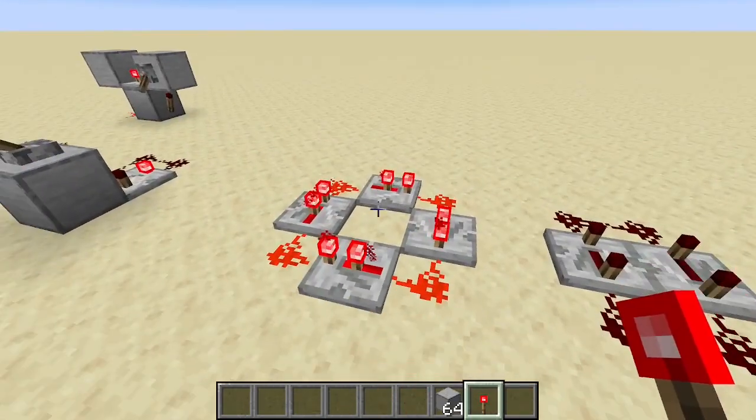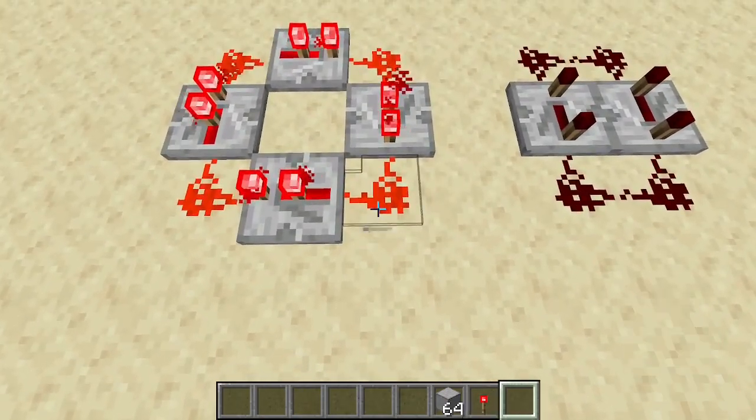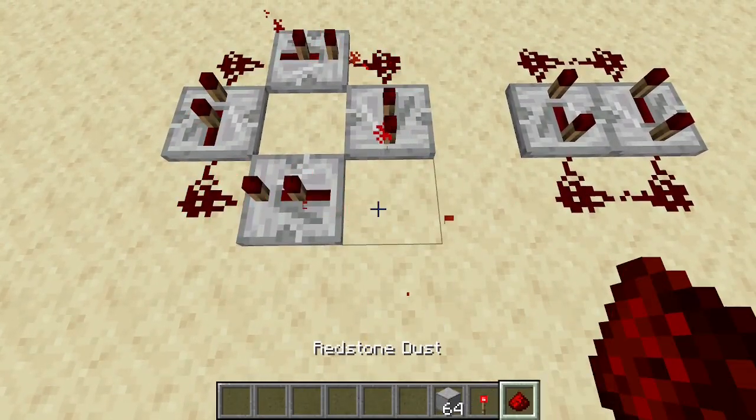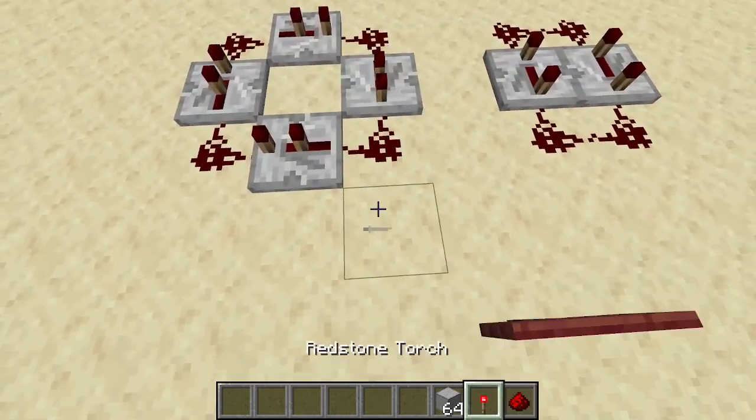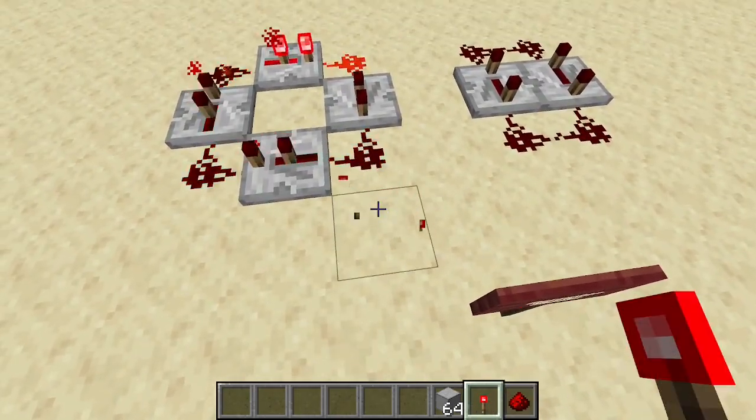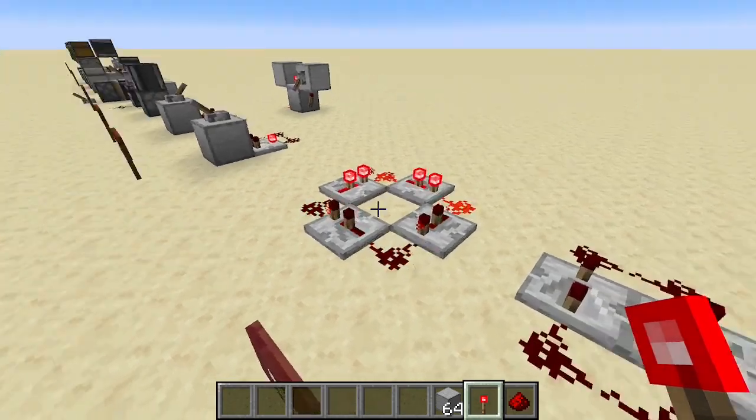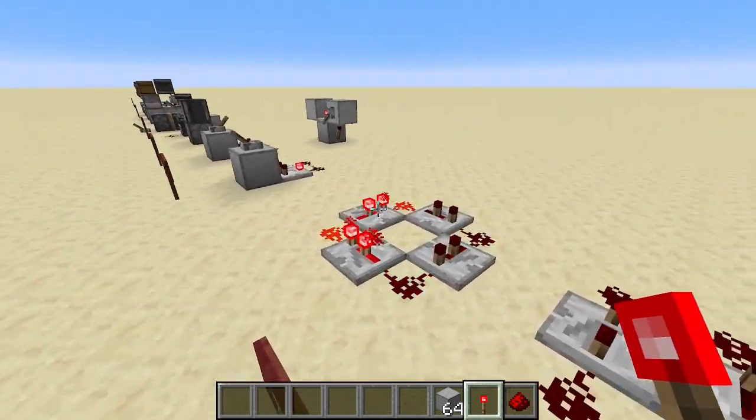use an outside source. And if you don't do it fast enough, something like this happens where it's just permanently on. And the only way to stop it is to break the redstone. So let's try that again. There we go. So now we got a continuous pulse going all the way around.